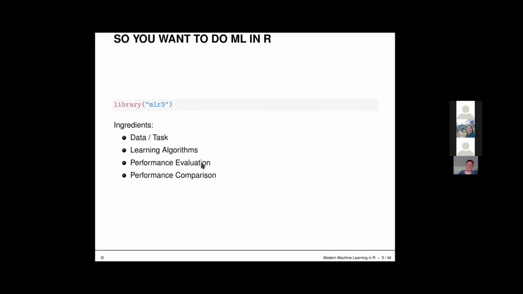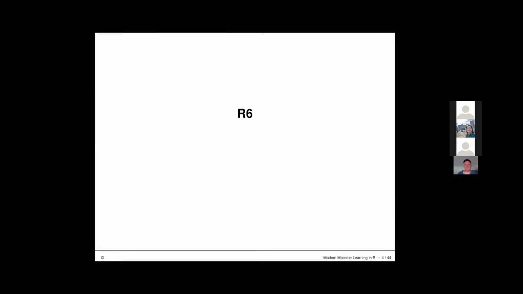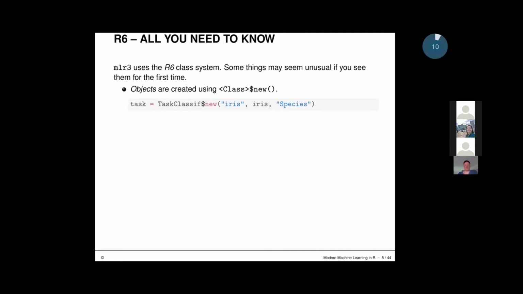So what's in MLR3? We have objects for all machine learning stuff. For tasks, we have objects, for learners and for measures and so on. And this enables you to do performance evaluation and performance comparisons in an easy and convenient way. Before we jump into machine learning, I have to quickly introduce you to R6 if you don't know it yet. R6 is the class system we use internally, and not only internally, you have to work with these kinds of objects if you want to use MLR3. And so you need a brief introduction.